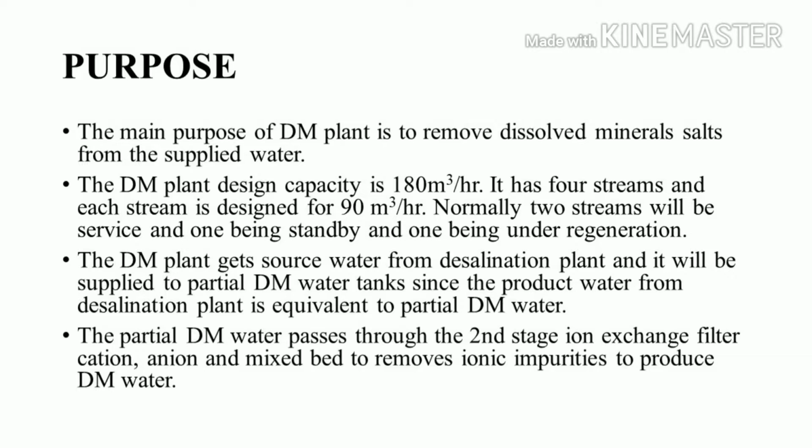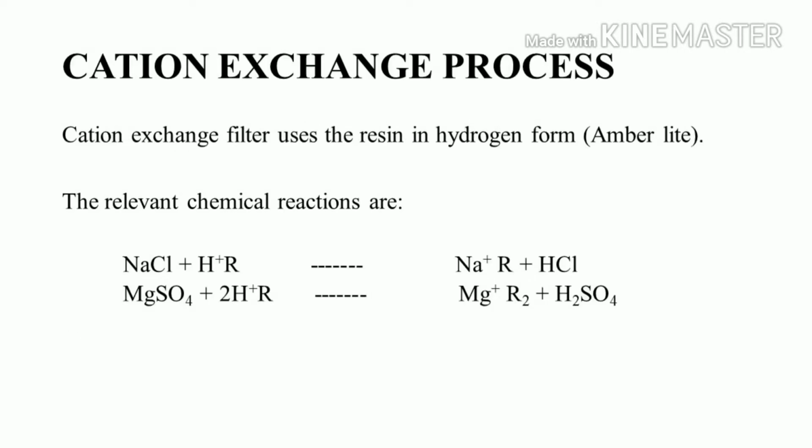The partial DM water passes through the second stage ion filter. Cation exchange process. The cation exchange filter uses the resin in hydrogen form. This resin is also called Amberlite. The relevant chemical reaction is NaCl + HR gives NaR + HCl.